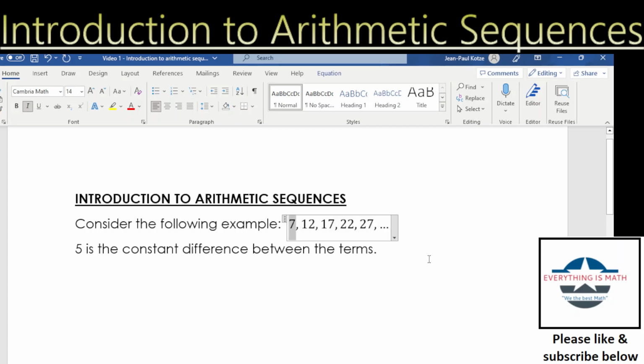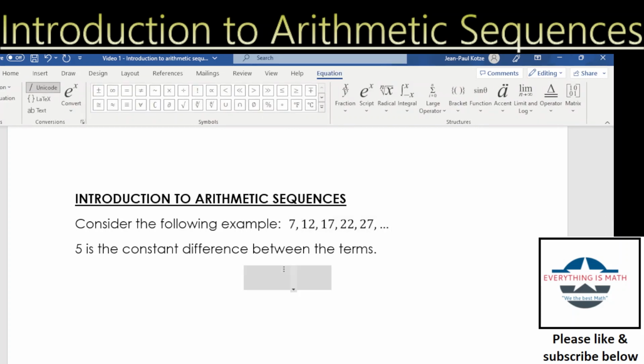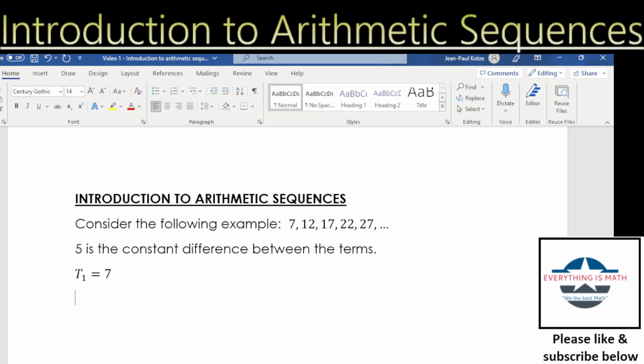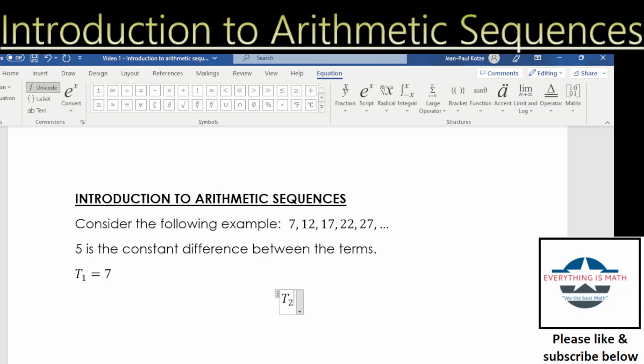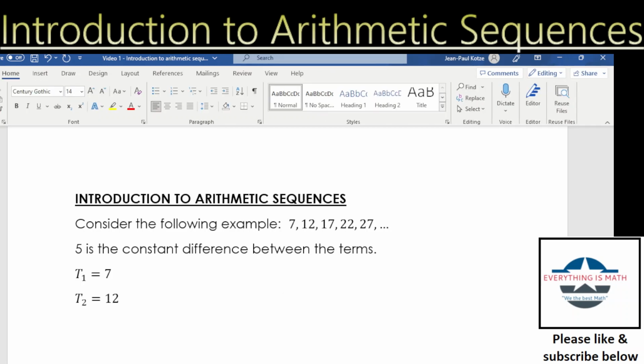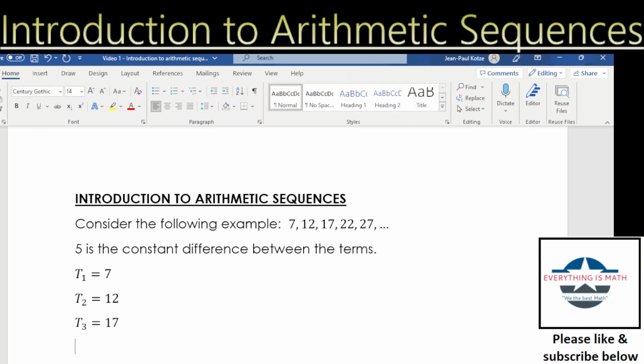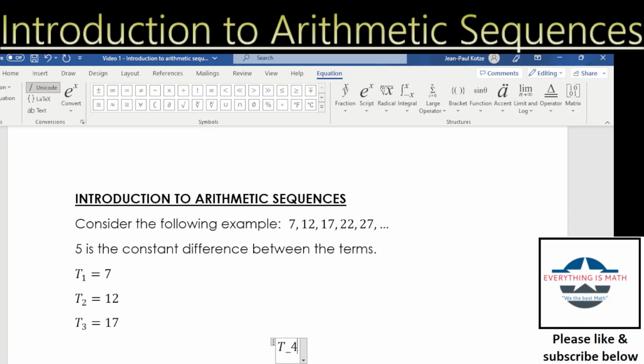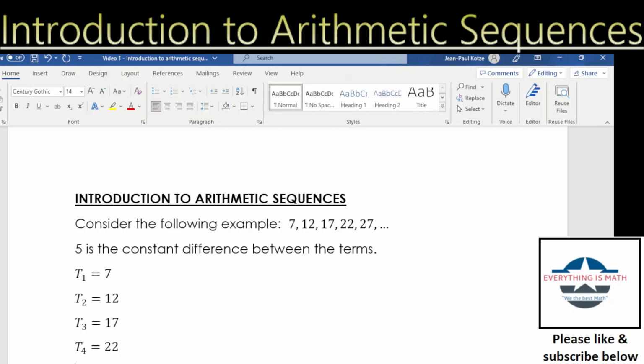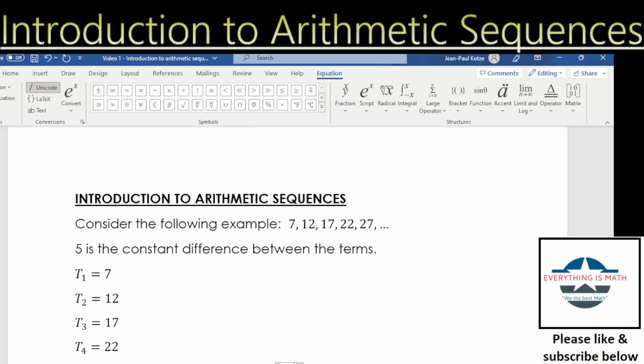This is your first term. So you call it T1, right? So you can say T1 equals 7. So then what is T2? 12. And T3 is equal to 17. And T4 equals? 22. And T5 equals? 27.